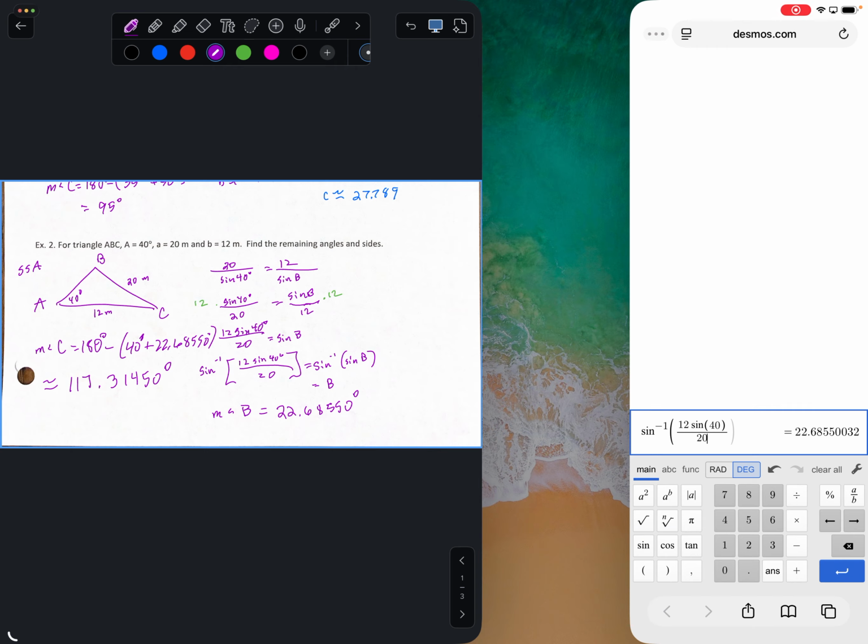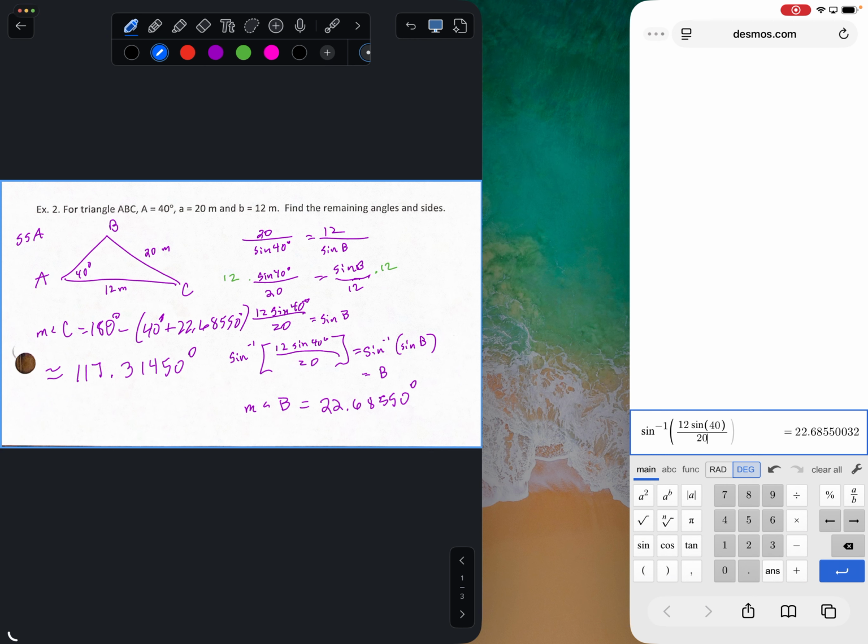And I want some extra decimal places on it because I have to use that angle to find little c. If I only go to 3 sig figs of accuracy, I won't be guaranteed to be accurate to 3 decimal places on my final answer. So now the C is that, and I need to find little c.